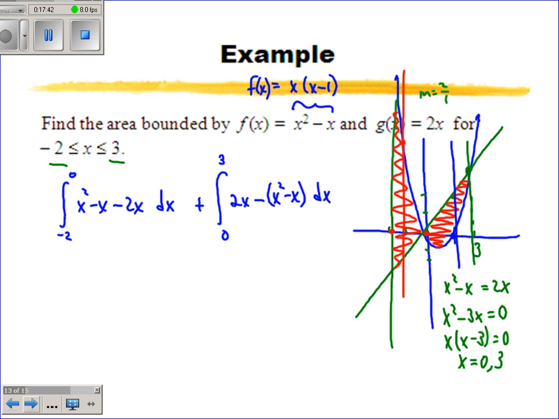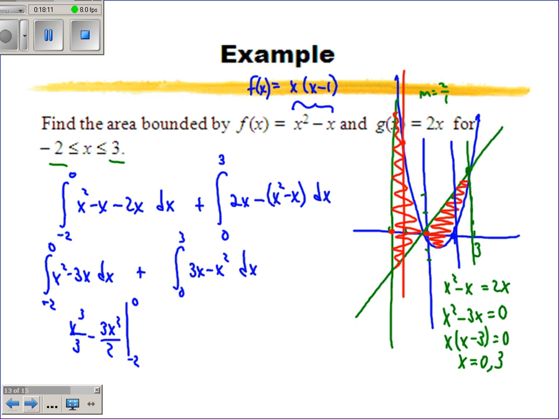So now simplifying first, this was going to be x squared minus 3x from -2 to 0. And then the other part of the area is going to be from 0 to 3. We're going to have 2x minus x squared, and then we'll have another plus x, so we'll have 3x minus x squared. Okay? So now finding the antiderivative, we're going to have x cubed over 3 minus 3x squared over 2. That one goes from -2 to 0. And then we'll have 3x squared over 2 minus x cubed over 3 from 0 to 3.